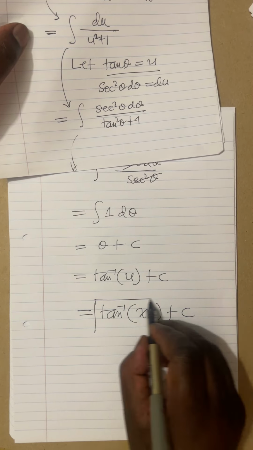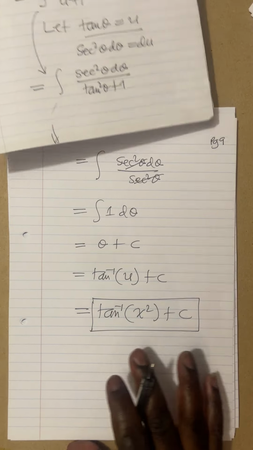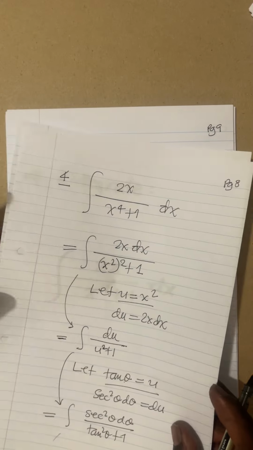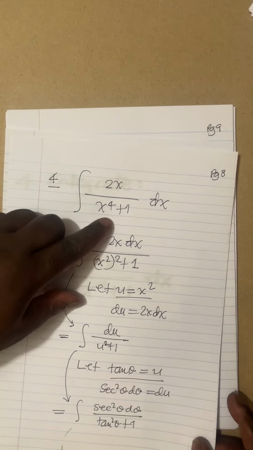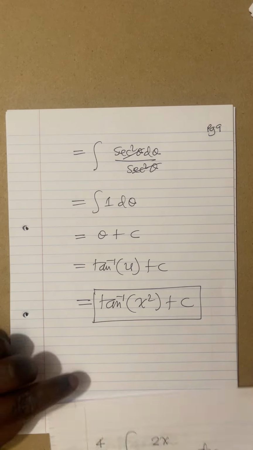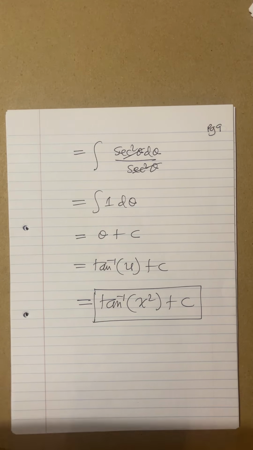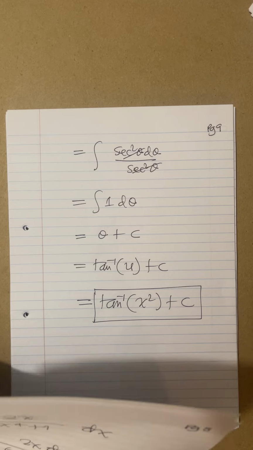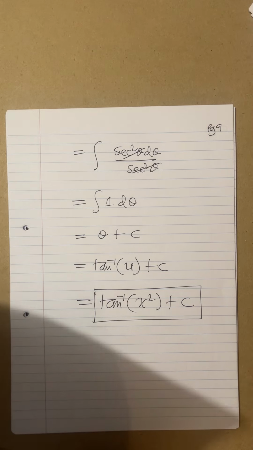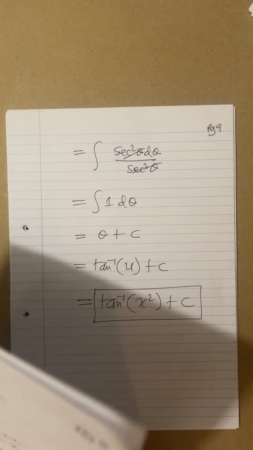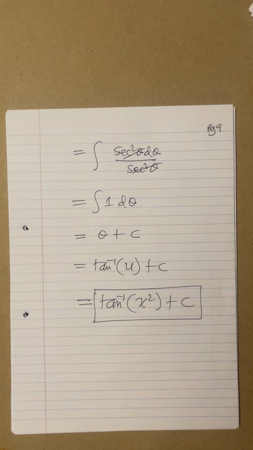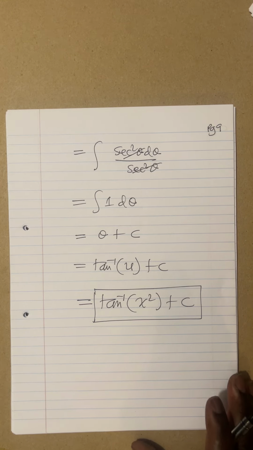This is our final solution to our integral, 2x all over x power 4 plus 1 dx. We have had to use u substitution and also the trig substitution, the tangent one. All right, I'm going to stop here in this video.